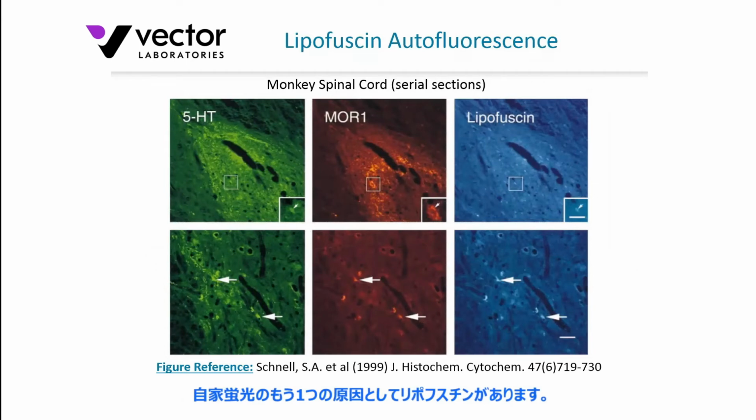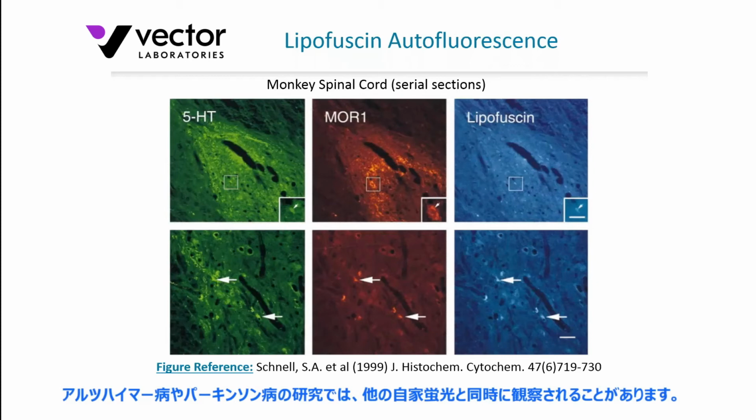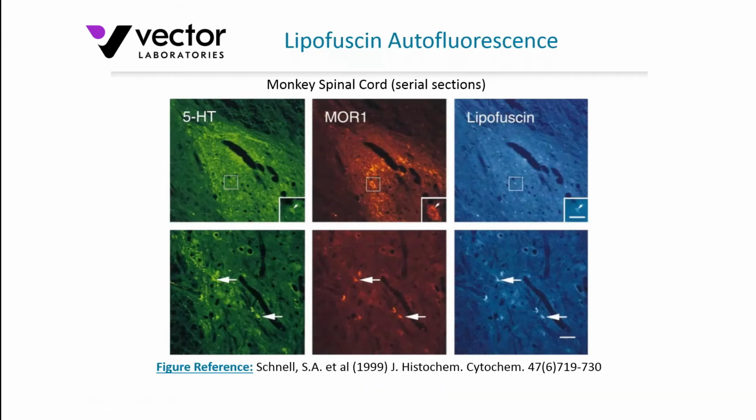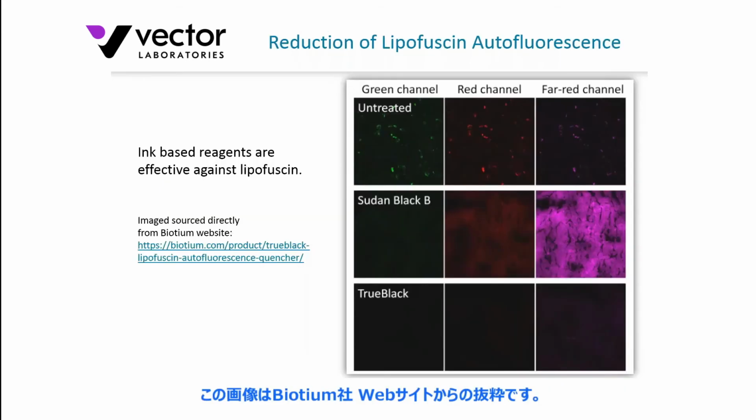One other area of autofluorescence is lipofuscin, and I've taken this image from the reference below. These particular authors did indicate that they were seeing a double false positive due to the presence of lipofuscin in their monkey spinal cord tissues. So lipofuscin is an accumulation of proteins and lipids, particularly in CNS, brain, and spinal cord type tissues, in aged tissues. So if you're working on an Alzheimer's model or Parkinson's, you may encounter lipofuscin. If you do, then certainly the ink-based reagents are effective against lipofuscin.